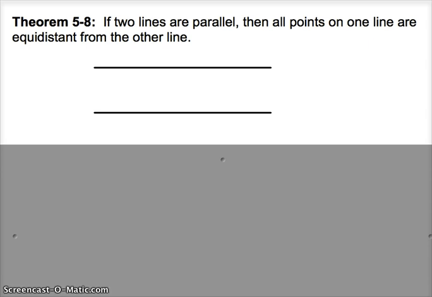Theorem 5.8. If two lines are parallel, then all points on one line are equidistant from the other line. So, if you know two lines are parallel, if I want to measure the distance from one line to the other, I have to go the shortest possible distance, which would be perpendicular to both of the sides. And if I do that over here as well, these distances happen to be congruent to one another.